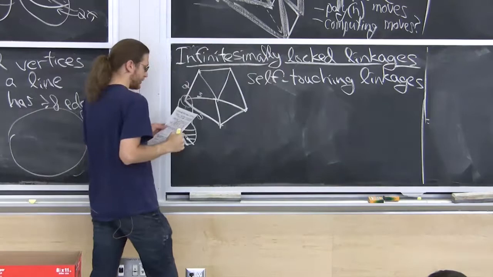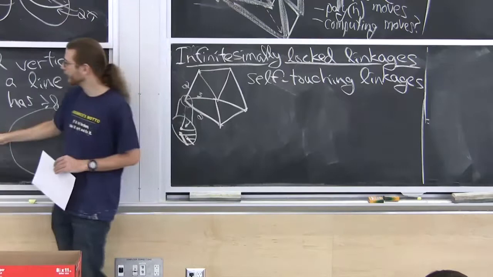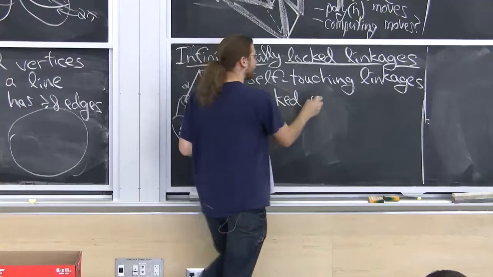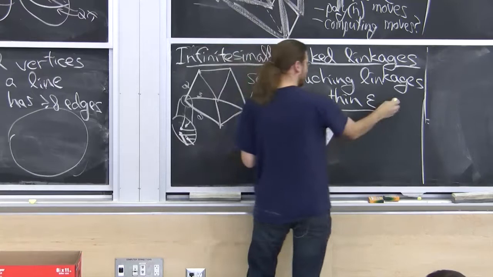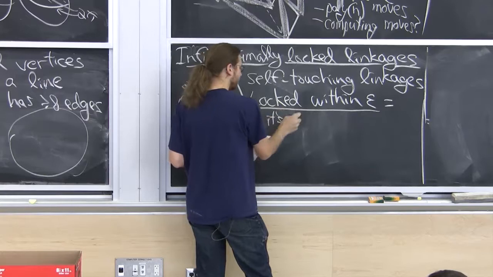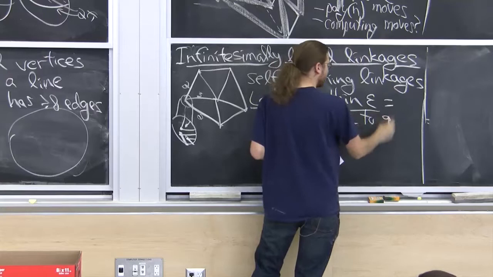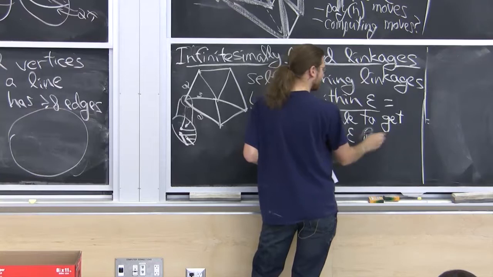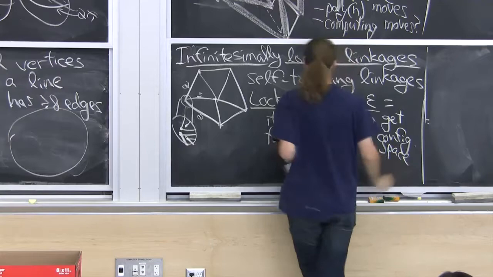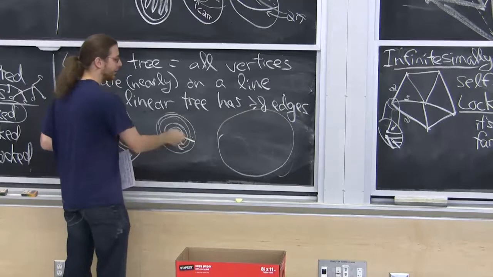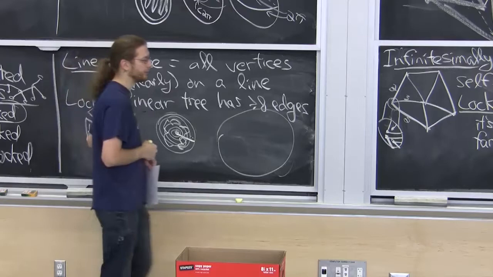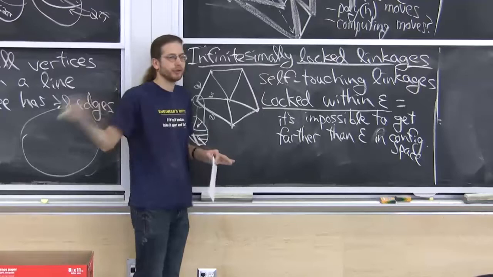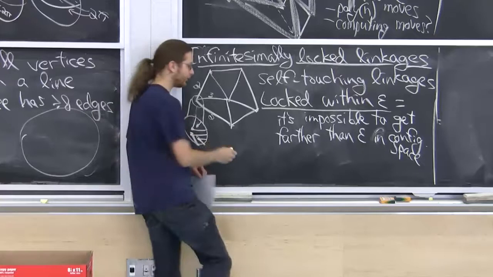Now, normally, like if you wanted to capture this notion of wiggling a little bit, we could define the idea of being locked within epsilon. So a configuration is locked within epsilon if it's impossible to get farther than epsilon in configuration space. So that's this little ball, thinking about radius epsilon here. And if you can't get outside that ball, you know, it's some weird space you can get to, but if it's bounded by a ball of radius epsilon, then I say you're locked within epsilon. And if epsilon is small, that really means there are other things you can't get to. Well, as soon as I get to self-touching, I can actually think about being locked within epsilon for epsilon equals zero.